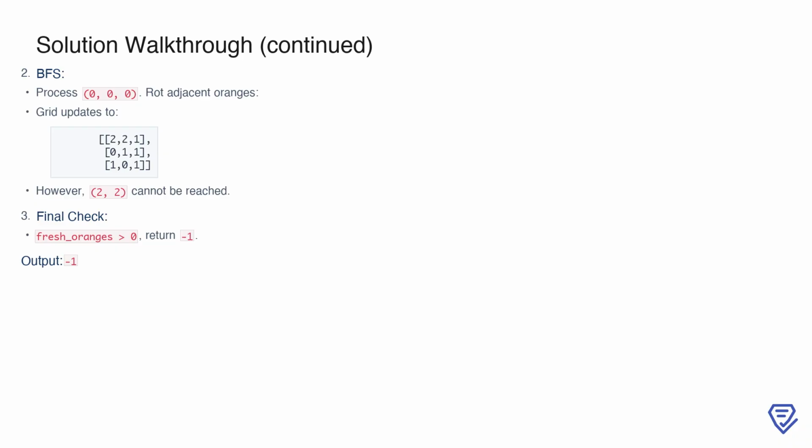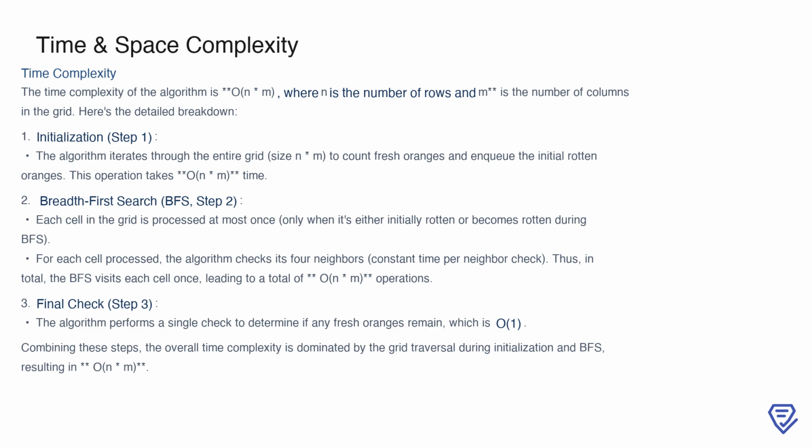To analyze the time complexity of the algorithm, we start by noting that the grid has dimensions n rows by m columns. During the initialization phase, the algorithm iterates over every cell in the grid to count the number of fresh oranges and enqueue the initially rotten ones. Since this requires visiting each cell exactly once, this step takes O(n*m) time.